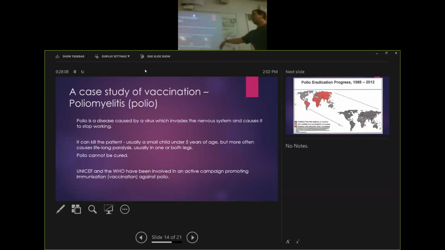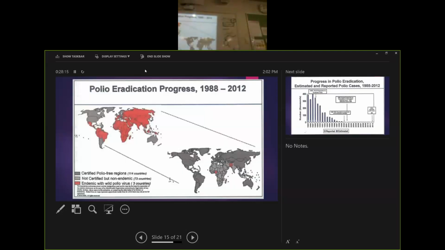There have been big pushes to vaccinate against polio, and we have actually done really well in terms of eradicating it.